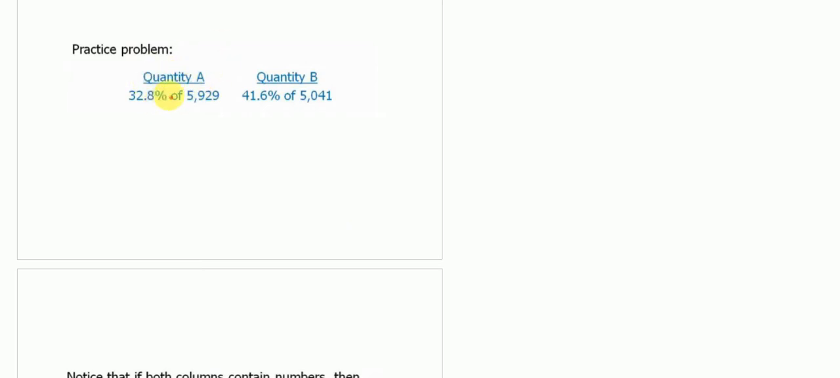So we have these two values. You can see that we don't have any prompt over here, and you would often get these questions where you don't get any prompt, but you only get values for quantity A and quantity B. So let's compare them. We have to find 32.8% of 5,929 and 41.6% of 5,041.